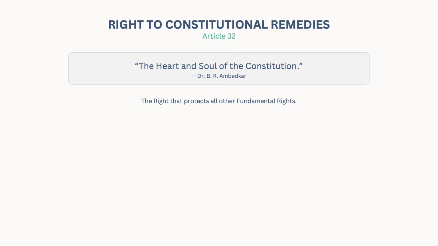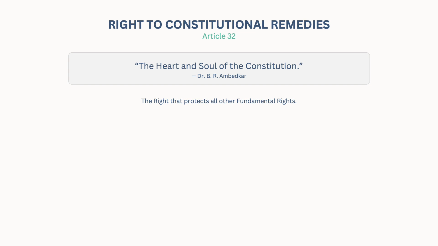Without Article 32, there's no point in having fundamental rights, right? Because who will protect the fundamental rights if there's no protective mechanism? What's the point of fundamental rights? So this Article 32 protects your fundamental rights.